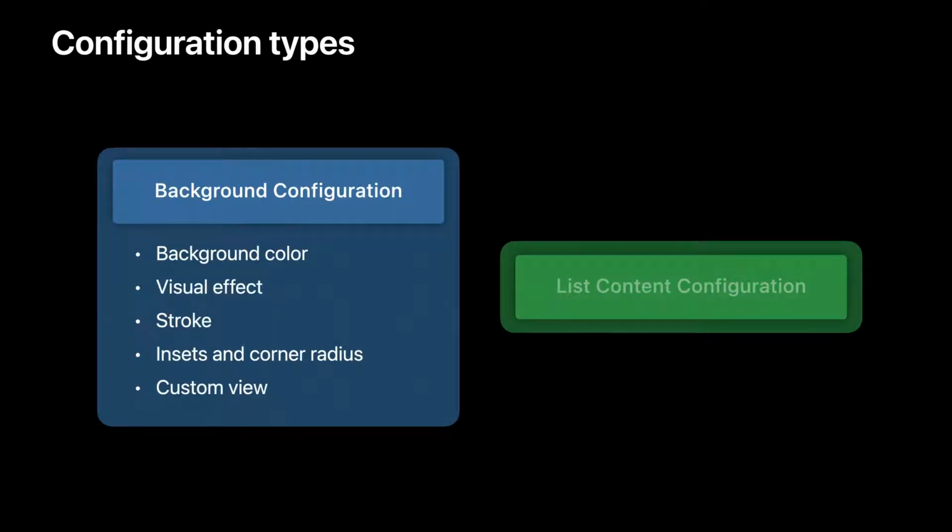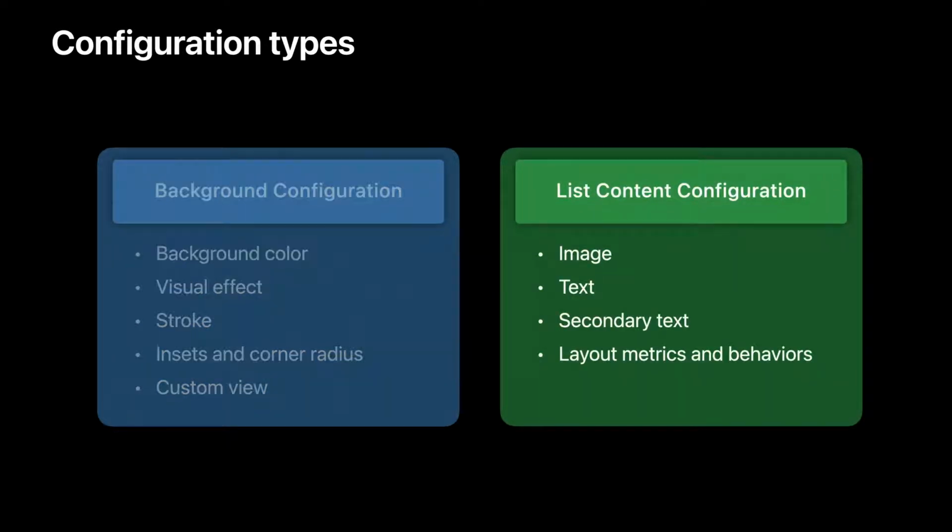Background configurations have a number of properties to let you quickly specify common background appearances. With just a couple lines of code, you can customize the background fill color, set a visual effect to get a nice blur, and add a stroke and some rounded corners. And if you want to do something more custom, you can do that by providing your own view.